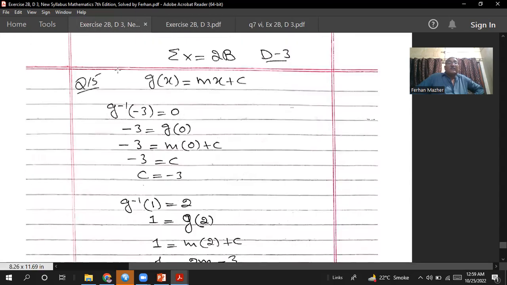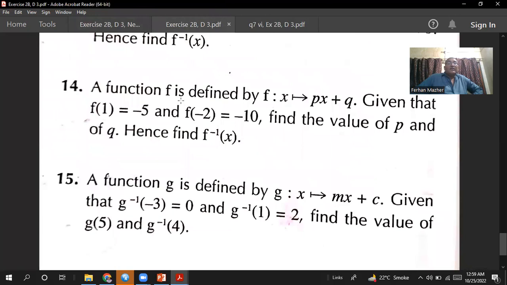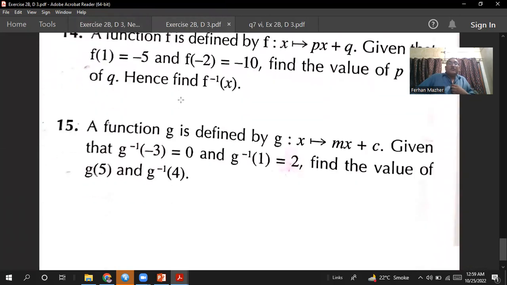So the next question will be question number 5. The last question coming up on your screen, he says a function g is defined by g of x is equal to mx plus c. Given that g inverse of minus 3 is equal to 0 and g inverse of 1 is equal to 2, find the value of g of 5 and g inverse of 4.